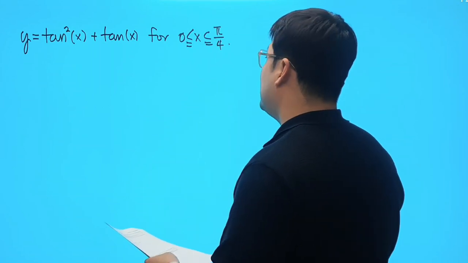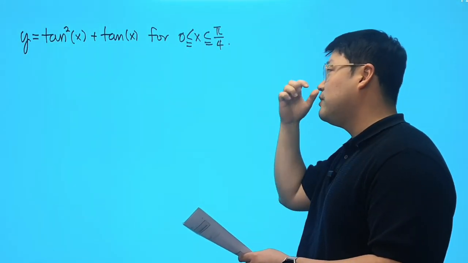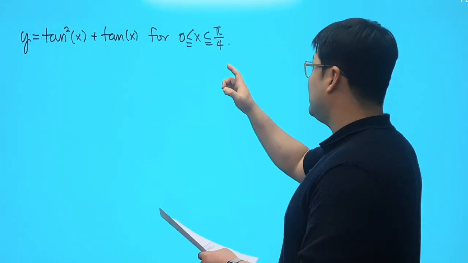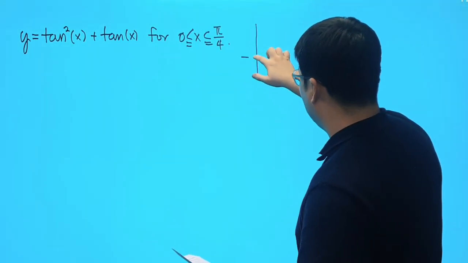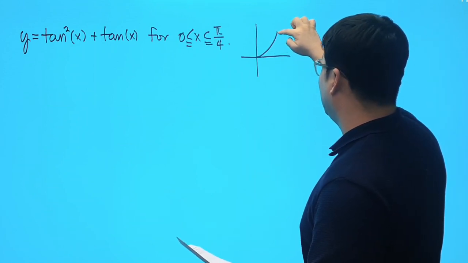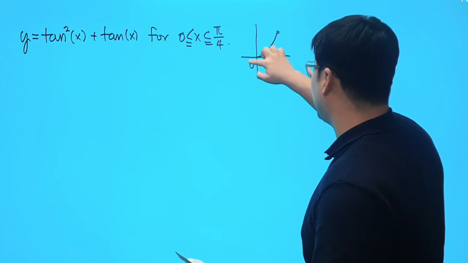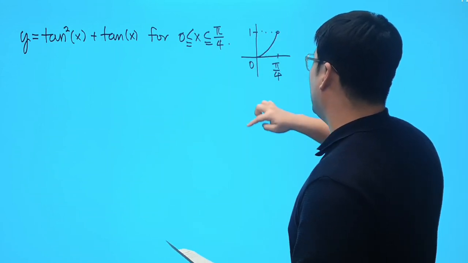So we're going to use the same strategy for t substitution. We understand what the tangent function looks like. In between 0 and pi over 4, I can tell you that the graph is going to go somewhere like this. And if we have pi over 4 down there and 0, this better be 1.